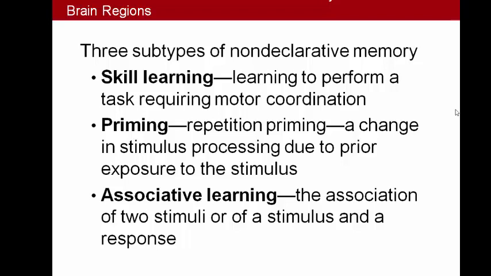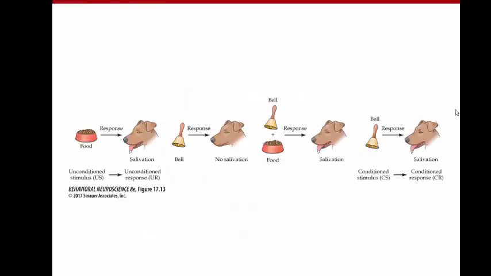And then associative learning, you'll see an example of this in a second. It's really getting at conditioning. The example in a second is going to be specifically classical conditioning, but the association of two stimuli or of a stimulus and a response. I think we talked a little bit about this when we talked about fear conditioning in chapter 15. But what we're saying here is that you can be classically conditioned without having the ability to form new declarative memories. So you could have classically conditioned HM.